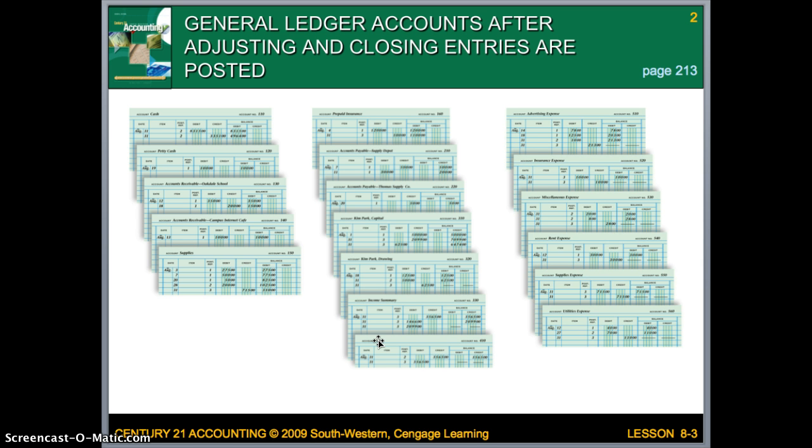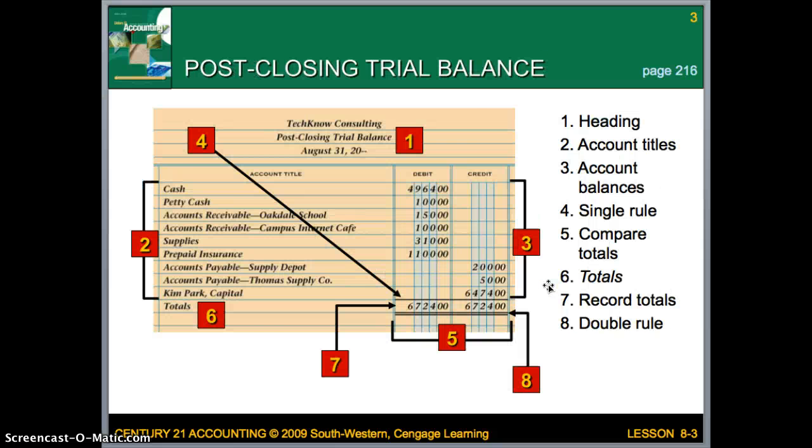These are all general ledger accounts after adjusting and closing entries are posted. So these are all of our ledgers. You have cash, petty cash. You can read those if you look real close. After we have adjusted all of our entries, in our general journal, we just did the last two videos, we've adjusted and we've closed those entries. This is what our ledgers look like after that.